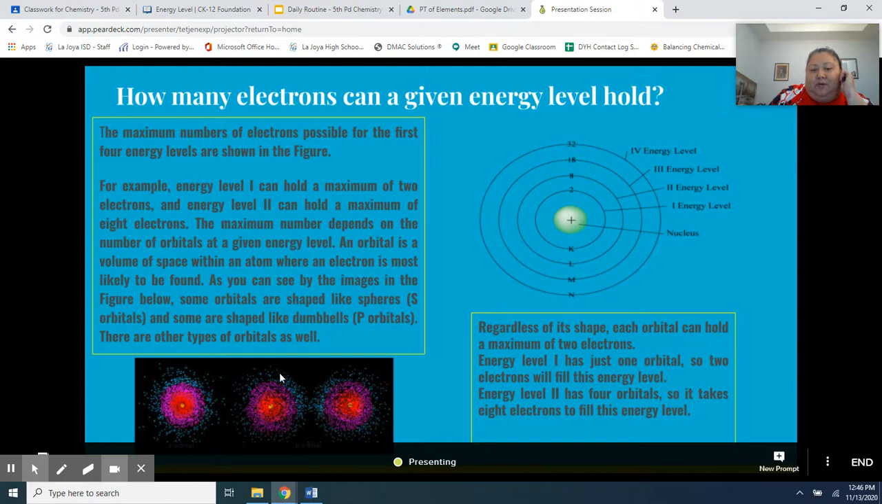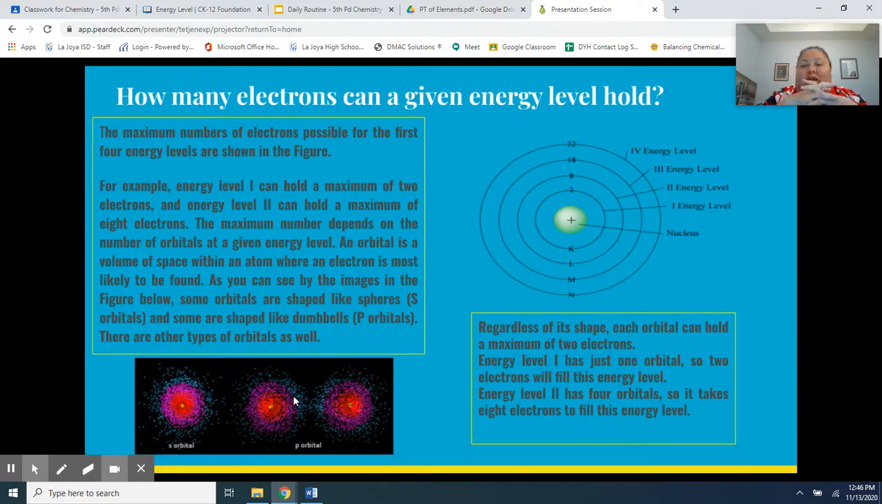For your p orbital, I always think they look like an infinity sign, side to side, or a figure eight that's side to side rather than up and down. That is a p orbital. It doesn't matter the shape of the orbital. Each orbital can only hold a maximum of 2 electrons. S orbitals, p orbitals, all of them hold 2 electrons for each orbital.